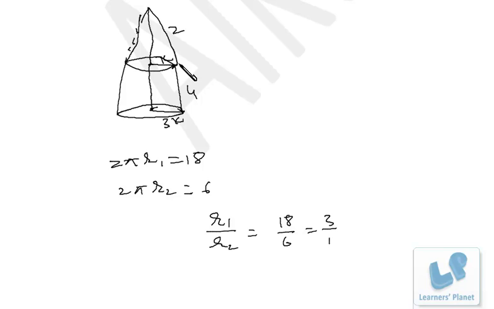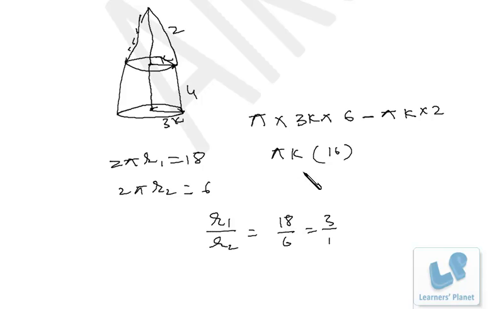Now we have to find out the curved surface area of this frustum. So the curved surface area of the bigger cone is pi into r, that is 3k, into L. L is what? 6. Minus the curved surface area of the smaller cone, that is pi k into 2. So pi into k is common, and it is 18 minus 2, that is 16. Okay.